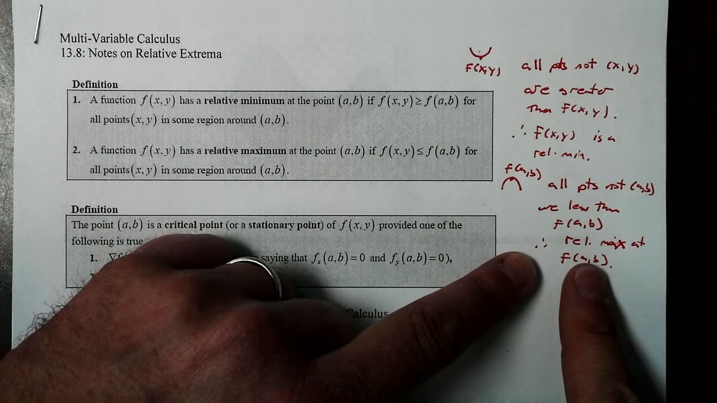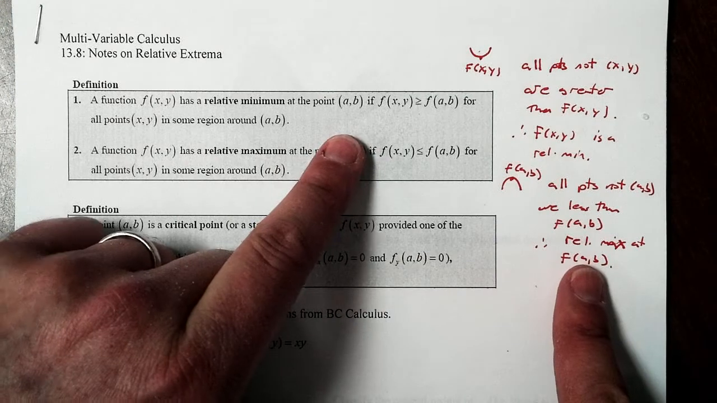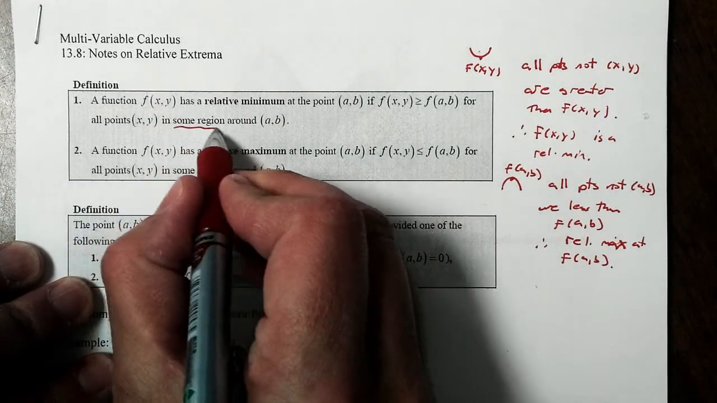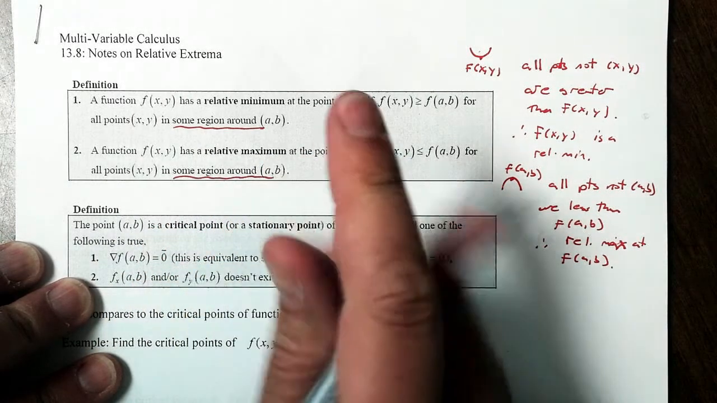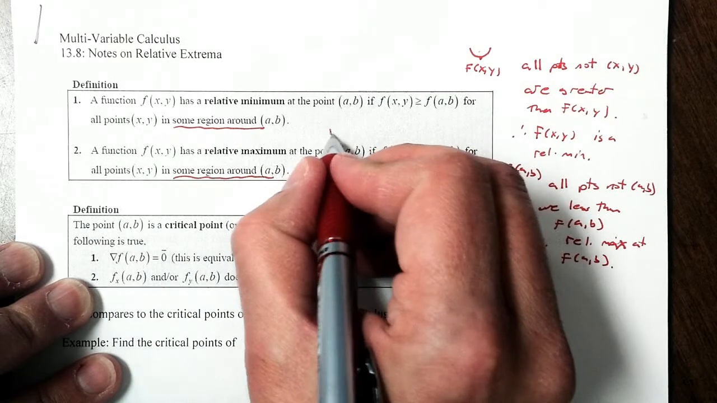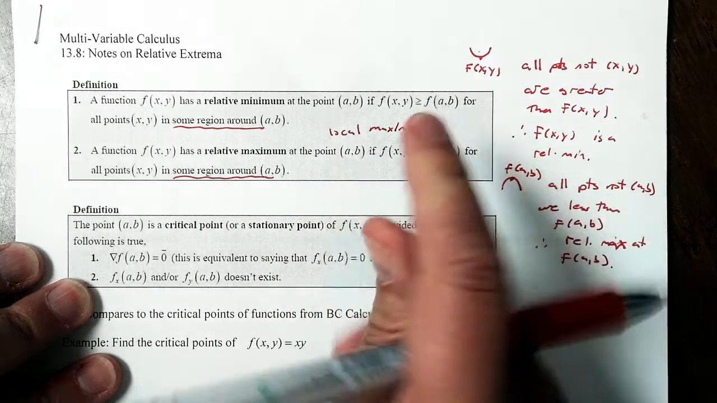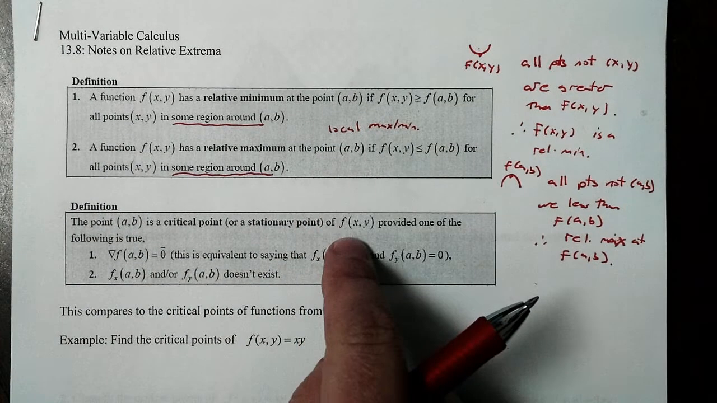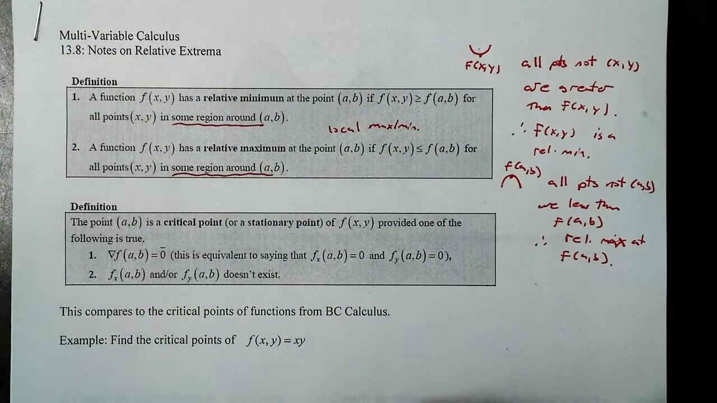A couple quick things. Again, this is very similar to what we did last year in calculus. And remember, these are also local, which is why they call it some region around (a, b). These are how we find our local max-mins. To find the absolute maximum, of course, we have to use the candidates test, and we'll talk more about that in a future video. So this is very similar to our relative max-mins from last year.